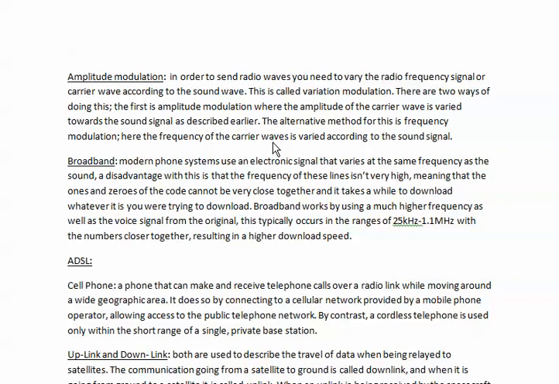Hello, ladies and gentlemen, and welcome to whatever on earth this is supposed to be, a physics presentation, because we do physics. Okay, first things first, amplitude modulation.